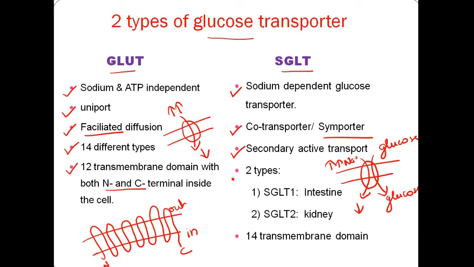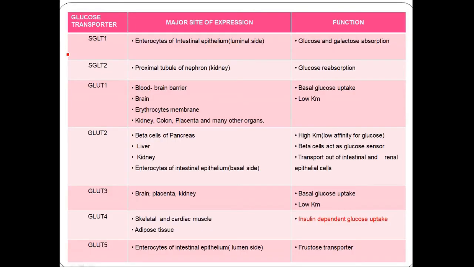There are 7 different types of SGLT which have been identified, but 2 are very important. First is SGLT1, which is present in intestine near the lumen side, and second is SGLT2, which is present in kidney in the nephron. SGLT is also an integral membrane protein and it consists of 14 transmembrane domains, that means 14 times it will pass the membrane. Next we will talk about various types of GLUT and SGLT.